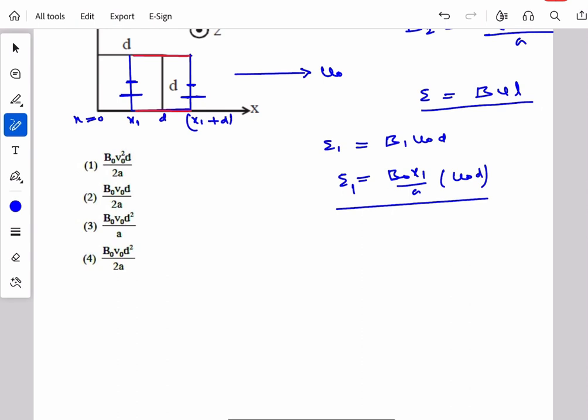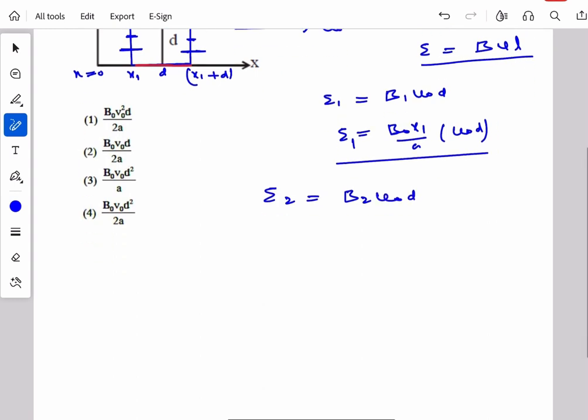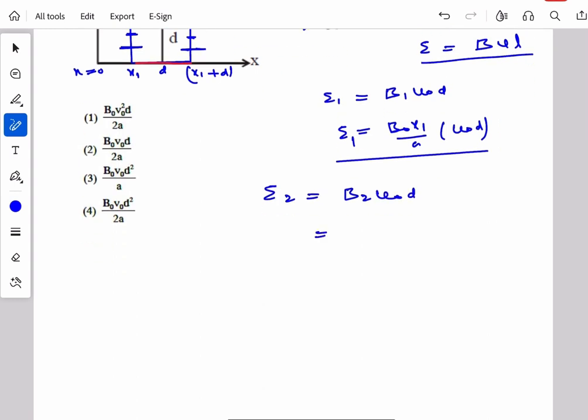Induced EMF in the right vertical wire is B2 v naught into d, and this is B naught multiplied by x1 plus d upon a, multiplied by v naught into d.